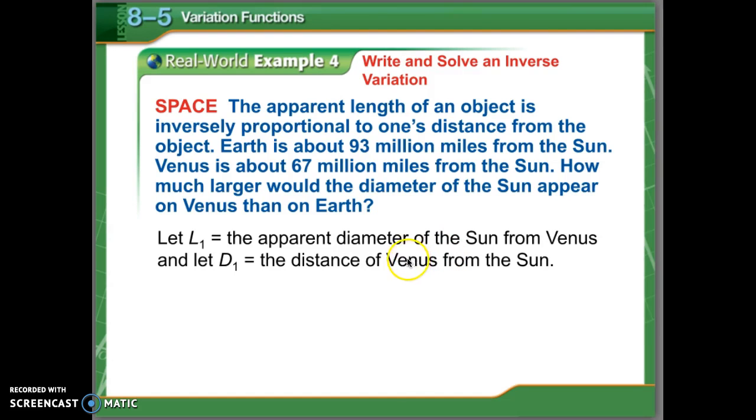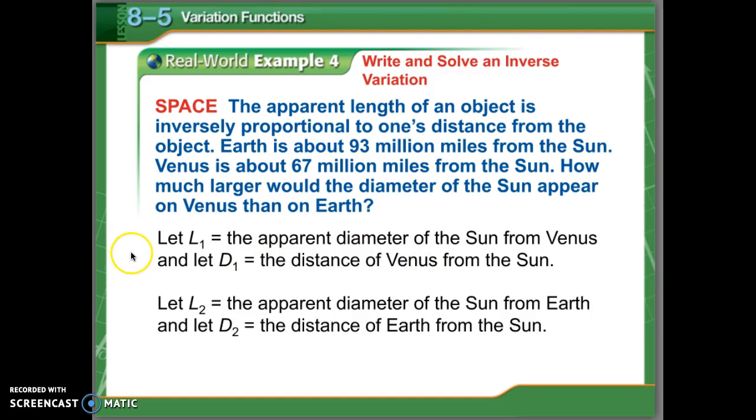So our first x and y, our first L and D, because they're using L as the apparent diameter and D is the distance of Venus from the sun. L2 is the apparent diameter of the sun from Earth, while L1 was the sun from Venus, and D2 is the distance of Earth from the sun. So we know each distance, but we don't know the apparent diameter.